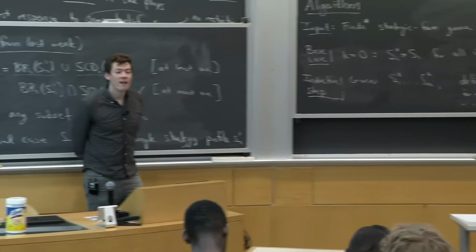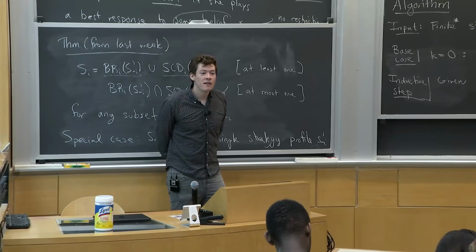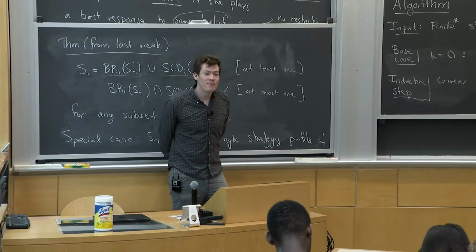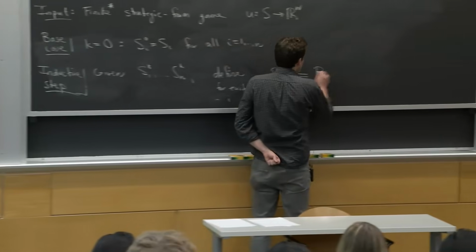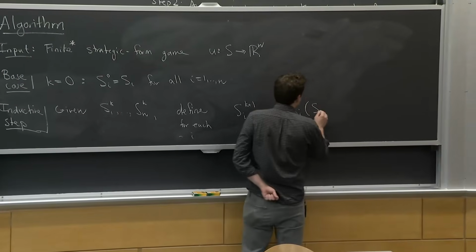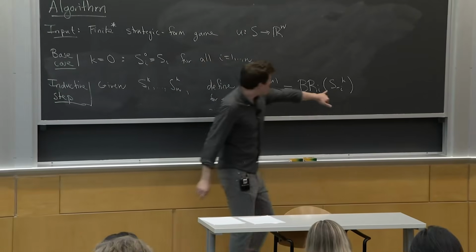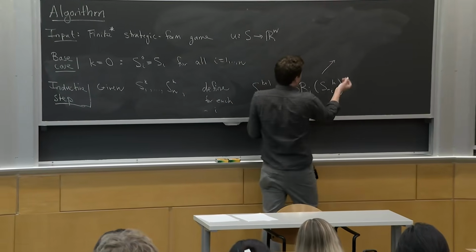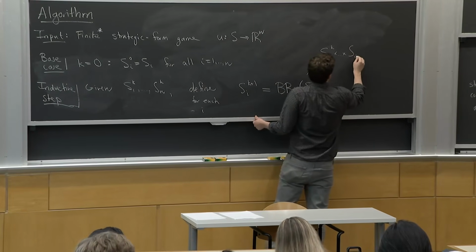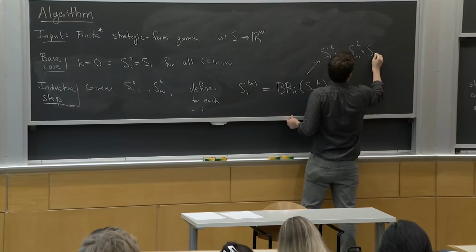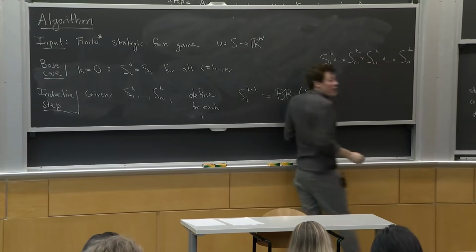Yeah? The BR_i of S minus i to the k. Exactly right. So this is going to be BR_i of S_{-i}^k. Now, let me first define what this is. I think we know this notation, but let's be clear. This is something like S_1^k all the way up to S_{i-1}^k times S_{i+1}^k up to S_n^k. I think that makes it seem fancier than it is.